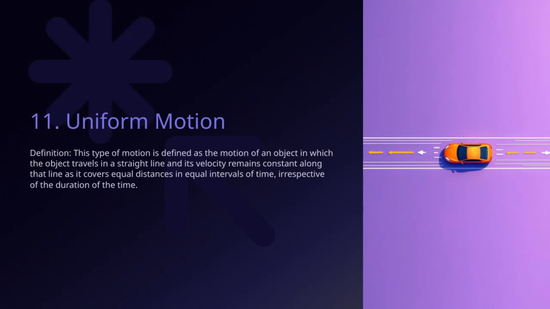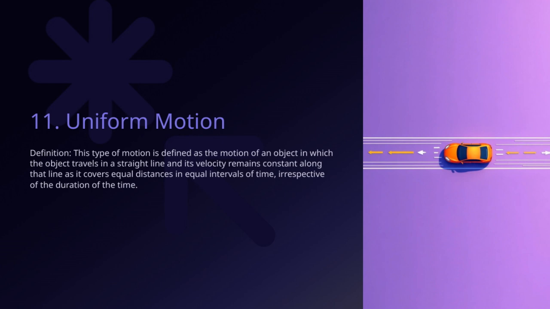Let's take a closer look at what we mean by uniform motion. Essentially, this type of motion involves an object moving in a straight line, with its velocity staying constant throughout the journey. That means, as it covers equal distances, it does so in equal intervals of time. And interestingly, this doesn't depend on how long the overall motion lasts. What matters is that the speed remains steady during the movement.